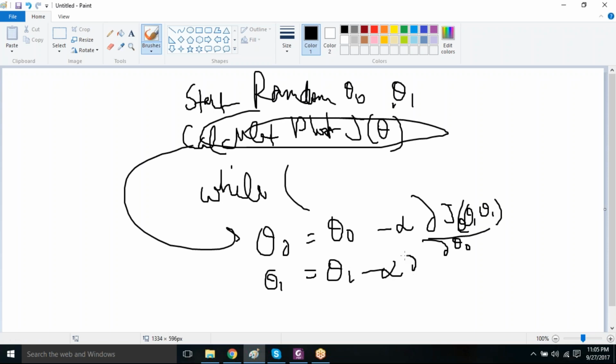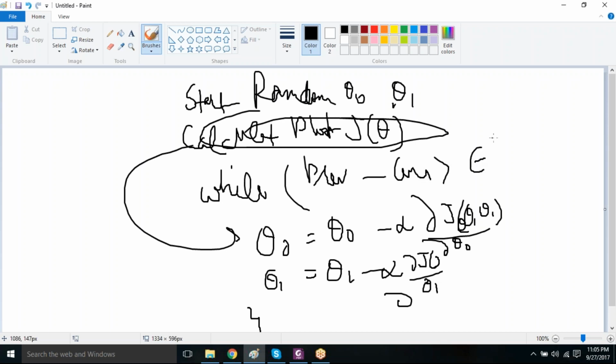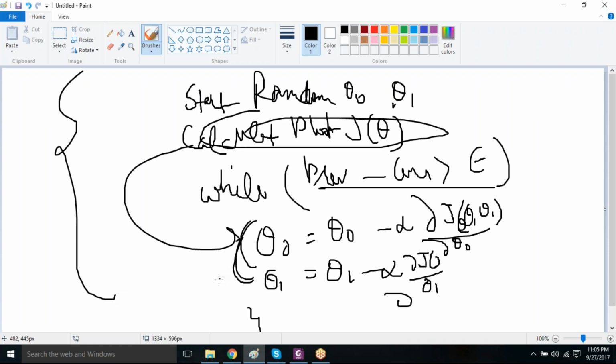isn't it? And then you also keep on checking whether the previous cost function minus current cost function is greater than some threshold epsilon. If it is greater, then keep on updating. If it is less than epsilon, then just stop. This was the gradient descent, right? So the same gradient descent will work in the logistic regression also.